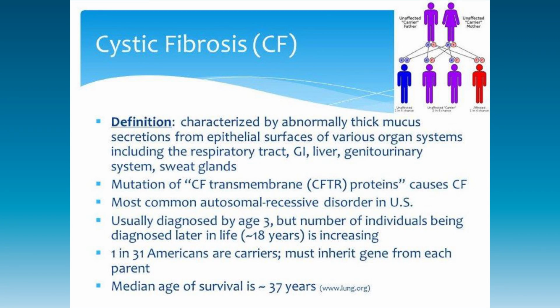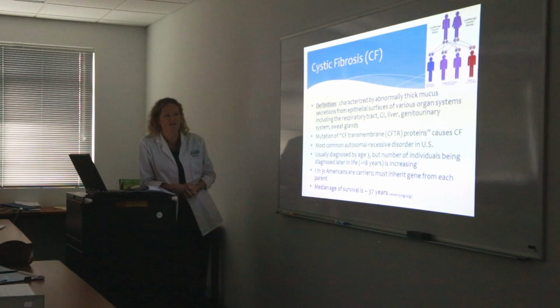Usually CF is diagnosed by the age of 3, but we're seeing more and more diagnoses later in life, maybe even up to 18 years. About 1 in every 31 Americans are carriers, okay? But again, remember, you have to have both parents be a carrier for the child to have CF. So they've got to get that gene from both parents. And the median age of survival, which is the sad part with CF, is only about 37 years.